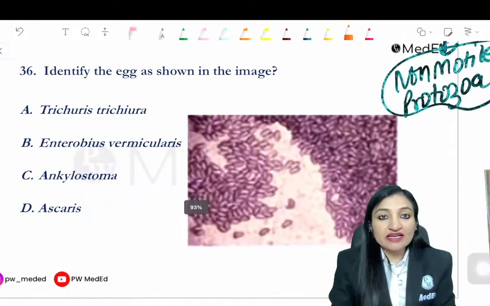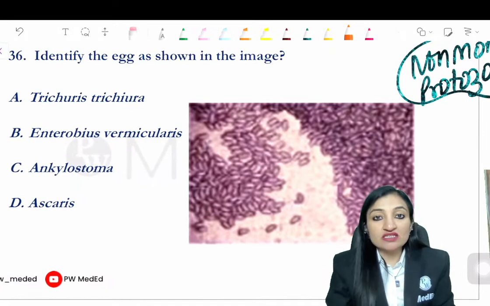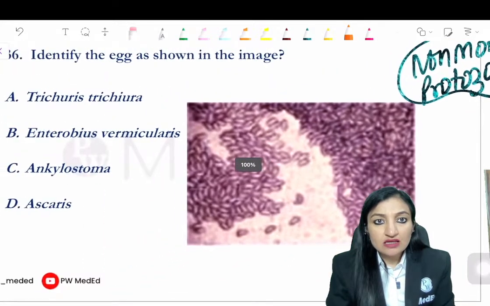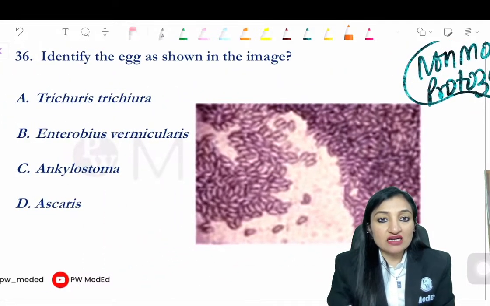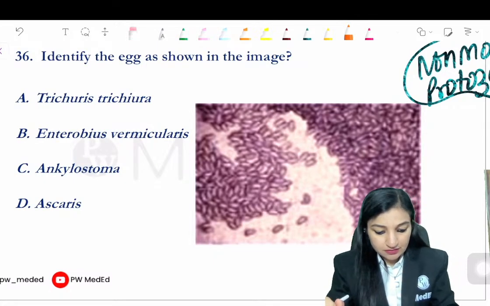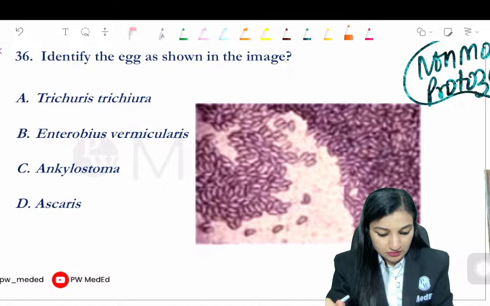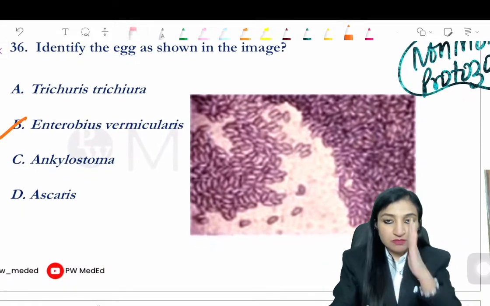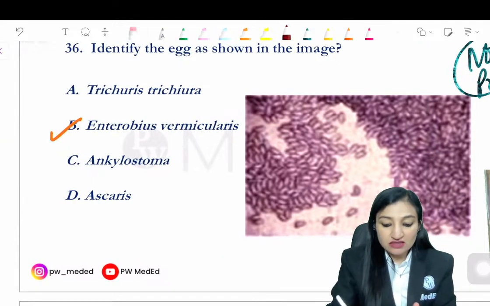Okay, let me proceed to the next question. Identify the egg as shown in the image. Look at this. So, what are these eggs? Trichuris trichiura, Enterobius vermicularis, Ancylostoma, or Ascaris? Very good. And Enterobius vermicularis, plano-convex eggs. Okay, plano-convex eggs these are.